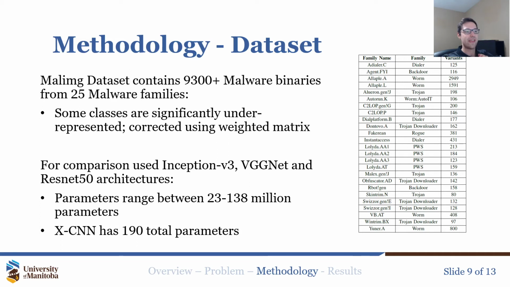And for comparison's sake, we imported award-winning models, the Inception v3, VGGNet, and ResNet architectures, all used for general image classification tasks. These are extremely sophisticated models with parameters ranging from 23 to 138 million parameters.